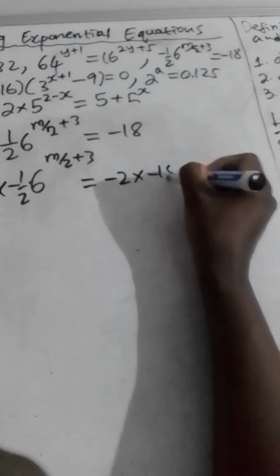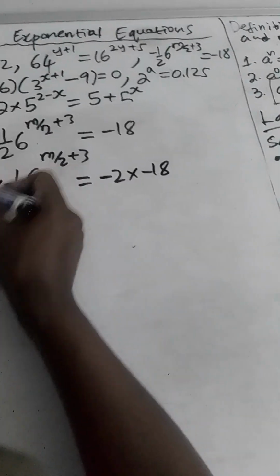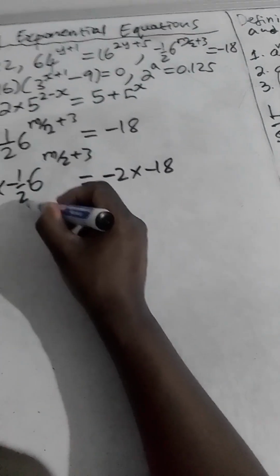So multiplying by negative 2 on both sides. Negative 2 times negative half is going to be 1. And if it's a 1, we don't write it. So here we're going to be left with 6 to the exponent, so negative half here, multiplied by negative 2 is equal to negative 2 multiplied by negative 18. And so these two are reciprocals of each other, so they'll give us 1.